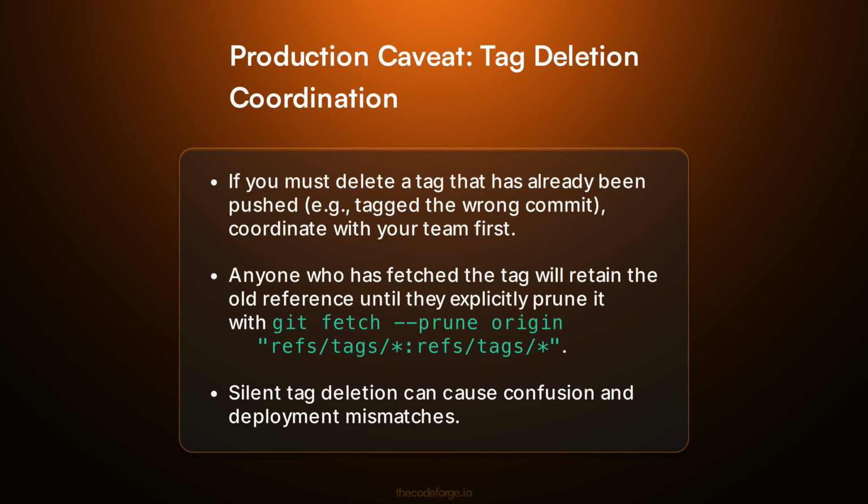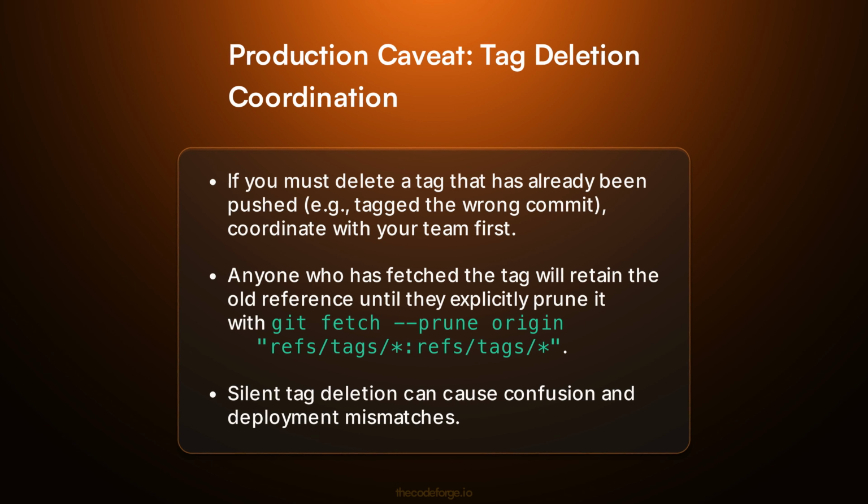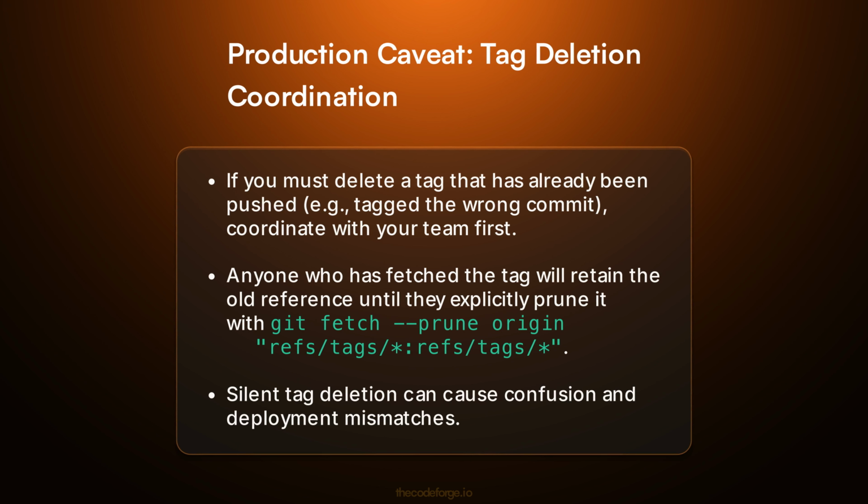If you must delete a tag that has already been pushed, e.g., you tagged the wrong commit, coordinate with your team first. Anyone who has fetched the tag will retain the old reference until they explicitly prune it with git fetch --prune origin "refs/tags/*:refs/tags/*". Silent tag deletion can cause confusion and deployment mismatches.